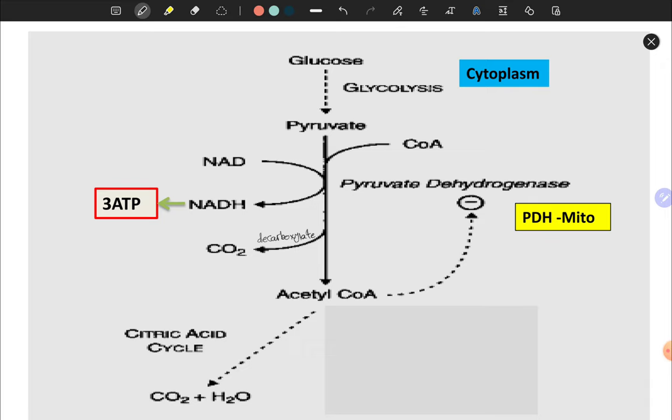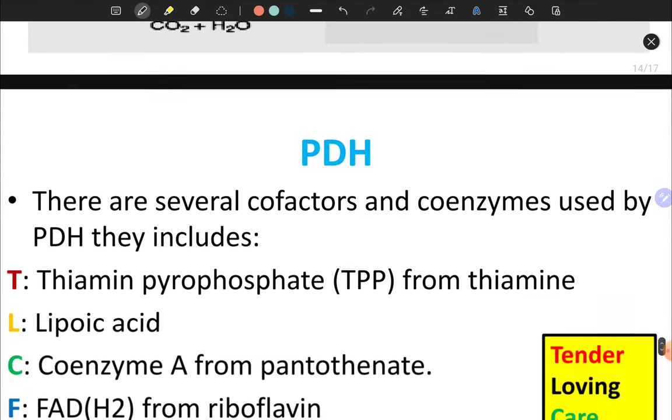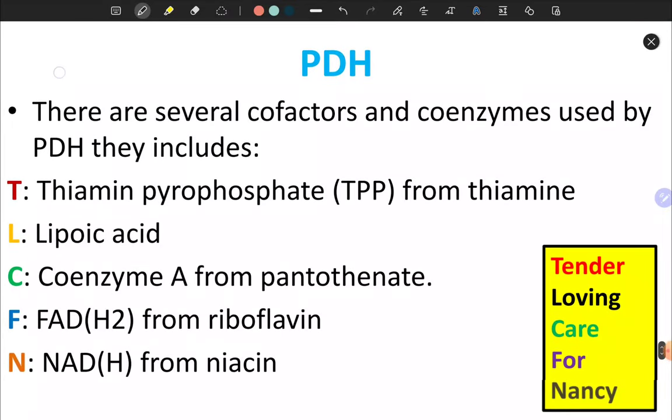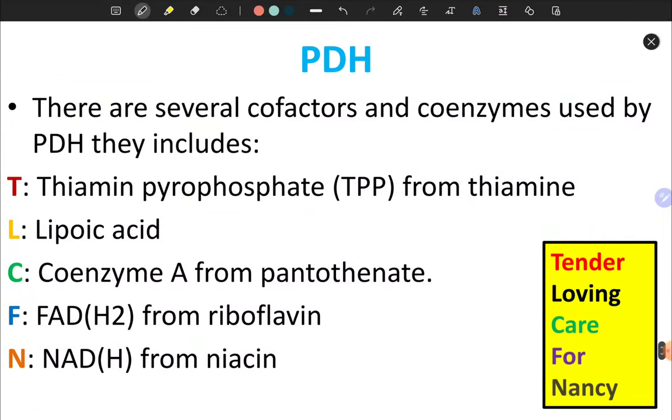Once the acetyl CoA has been generated, it will enter the citric acid cycle, or Krebs cycle, or TCA cycle, to generate water and CO2 and more ATP. So there are several cofactors and coenzymes used by PDH. It needs several coenzymes and cofactors in order to work.